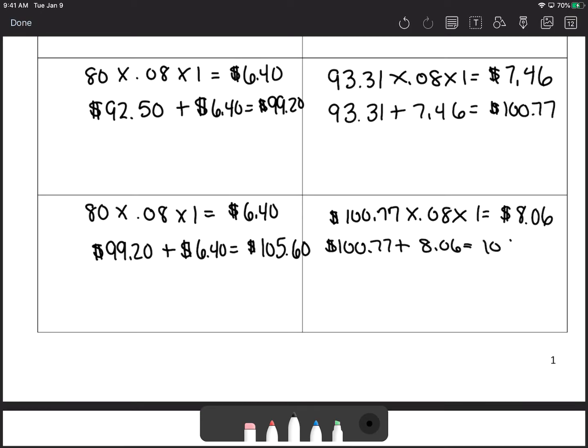And my total balance at the end of 4 years is going to be $108.83. You can see that there's a difference. Now, as the money starts to get bigger, the amount of interest you earn starts to increase as well for the compound interest. So it's going to start accumulating faster and faster and faster. Where with the simple interest, you're just going to keep adding $6.40 every year.